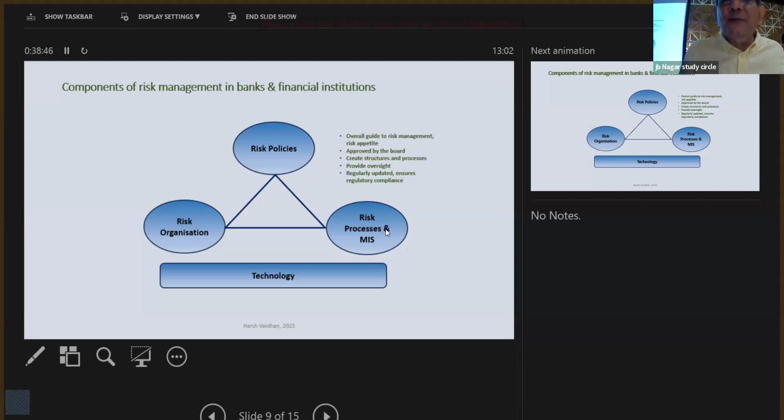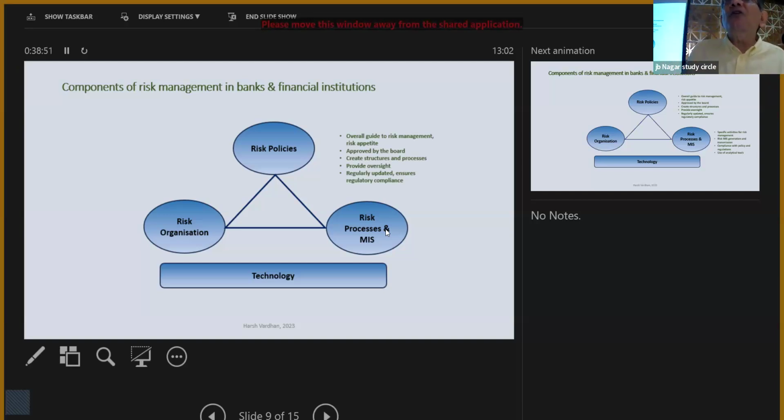Now, what do the risk policies mean? It means an overall guide to risk management. The policies embody what the attitude of that institution about risk is. And in fact, one of the things you do is something called risk appetite. RBI formally wants banks, for example, to declare what is called a risk appetite statement, which basically says which risk I'll accept or not.